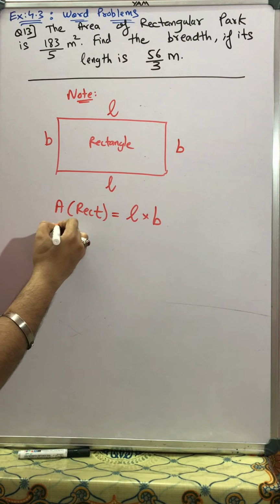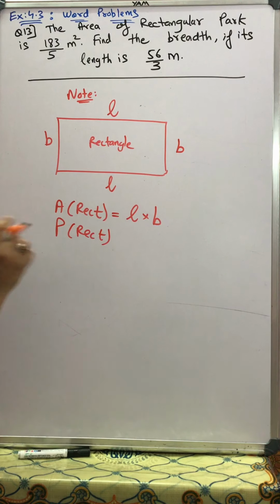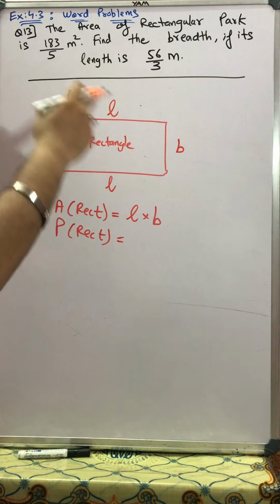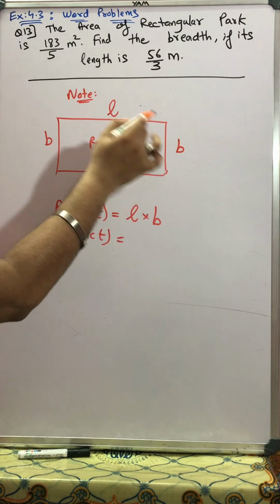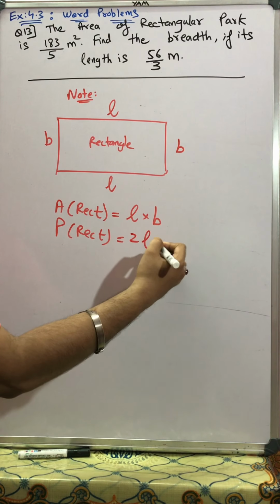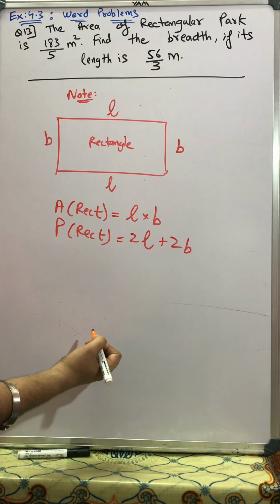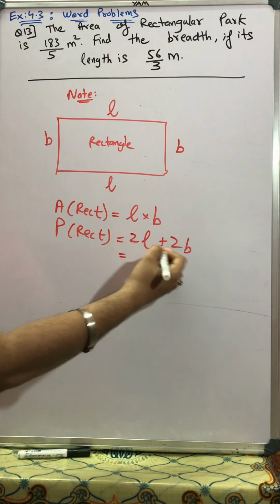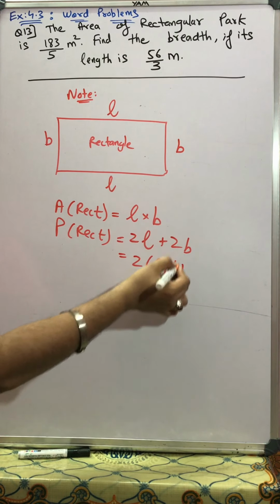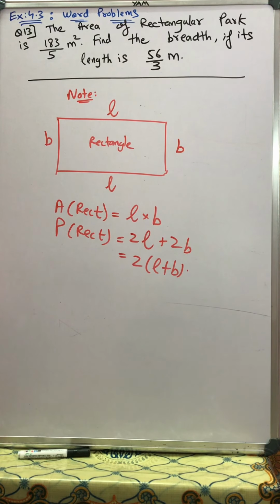And you should also know the perimeter formula. Perimeter of a rectangle, perimeter denoted by P. What do you mean by perimeter? Perimeter means the sum of all sides. Addition of all sides: length plus breadth plus length plus breadth. Adding all the sides, L plus L becomes 2L and B plus B becomes 2B. You can also remember it like this: if we take 2 common, this becomes 2 times L plus B. Either you can remember this formula or that formula. So please pause the video and copy this note.